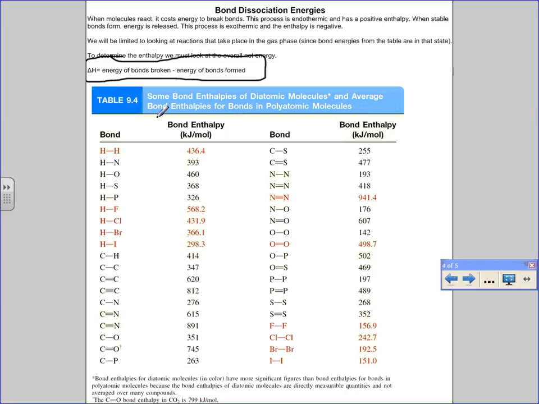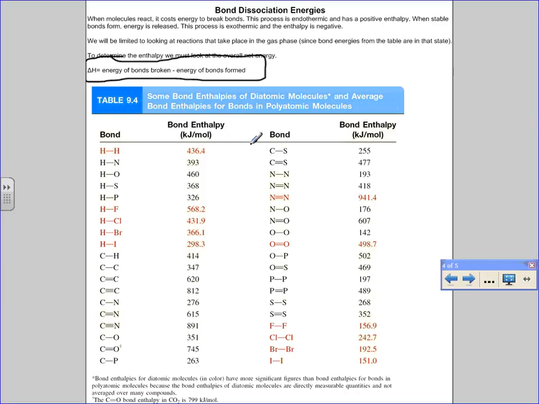Now this table, which can be found in your textbook, gives us some key bond enthalpies that we'll use to determine the overall enthalpy change of a reaction. You'll notice that most of the bonds are ones that are involved in organic reactions.